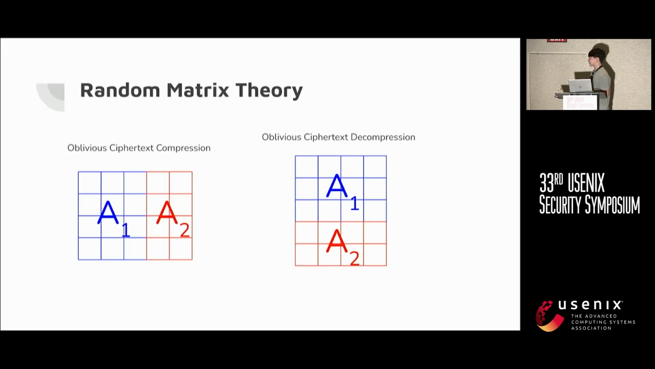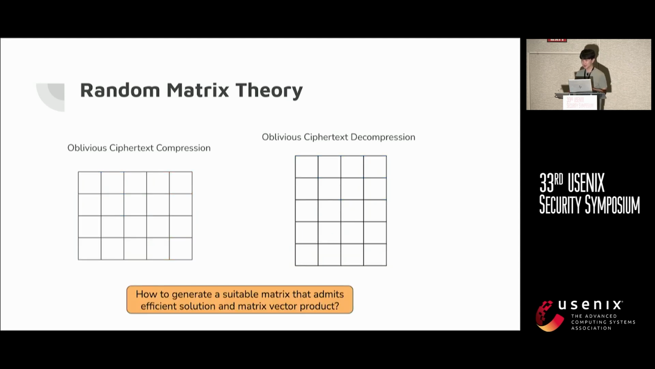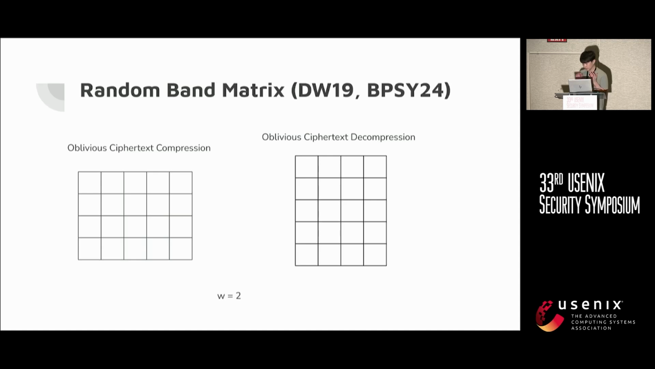But so far, we have not discussed what this matrix A looks like. And obviously, the structure of this matrix A is important because we perform matrix vector multiplications and solve a system of linear equations, right? So the question essentially is, we want to generate a suitable matrix that admits efficient solving and matrix vector multiplications. And to do this, we'll borrow a result from DW19. And we also, in our paper, extend upon the result. And the idea is quite simple.